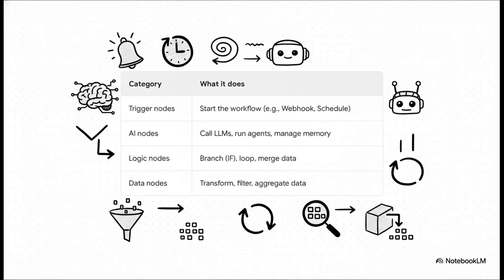Simple as that. And these nodes come in a few different flavors. You've got trigger nodes that kick off your workflow, maybe a webhook or a schedule. You've got these super powerful AI nodes, which we'll get to in a sec. You have logic nodes for things like if-then statements or loops. And of course, data nodes to slice, dice, and transform your data as it moves along.